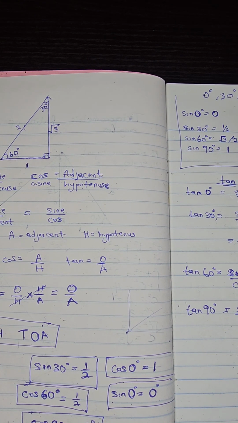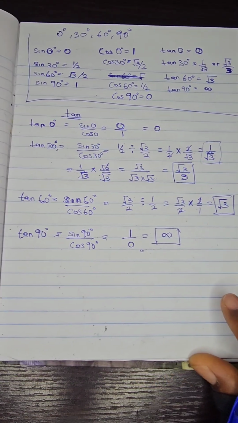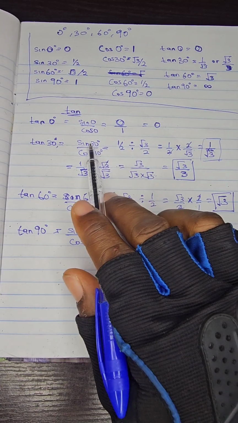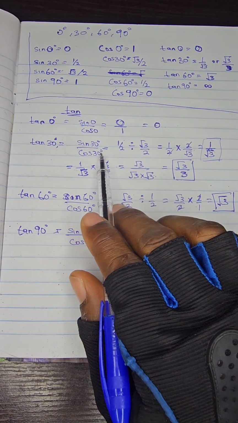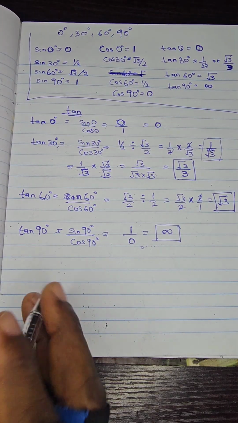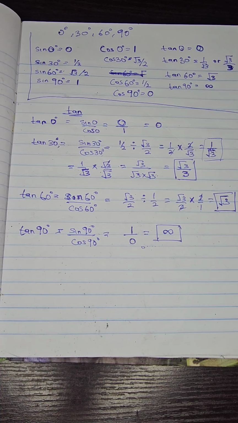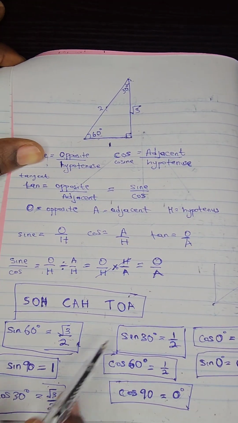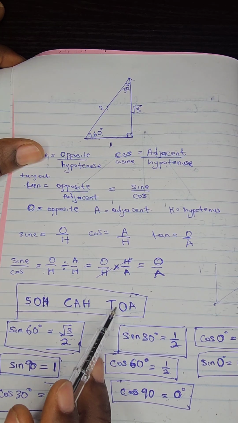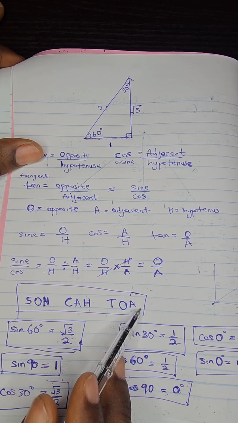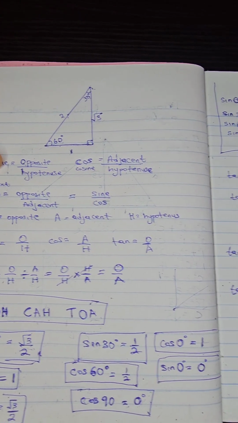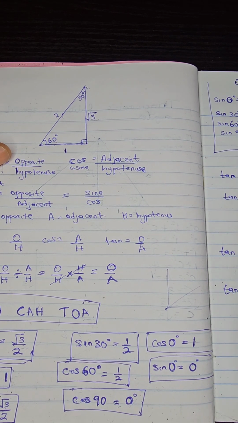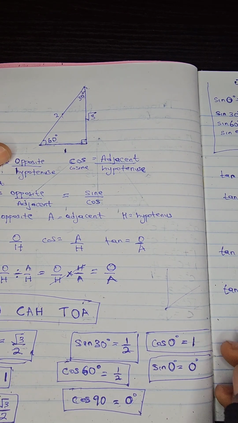So for the tangent, the calculation I did for the tangent, I used the sine over cos formula. But now let's show the real SOHCAHTOA that we mentioned. Remember when we said SOHCAHTOA, the tangent is opposite over adjacent. So let's use it and also prove that we'll get the same answer.